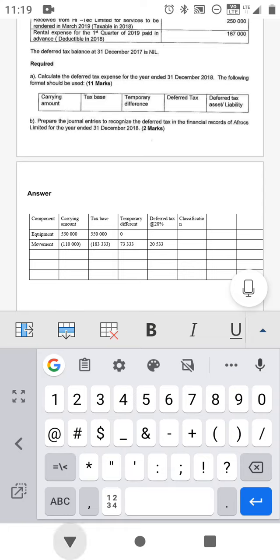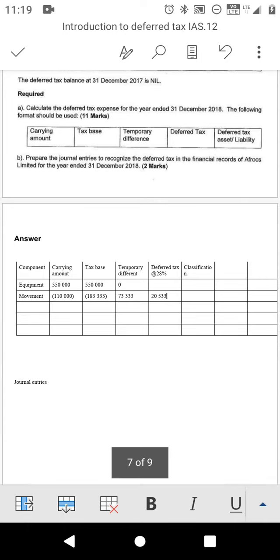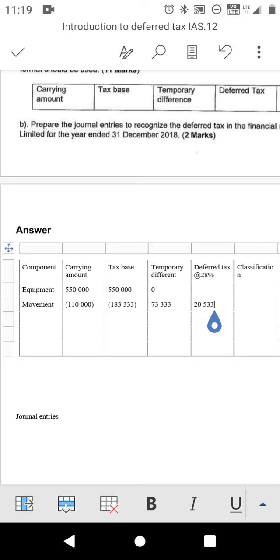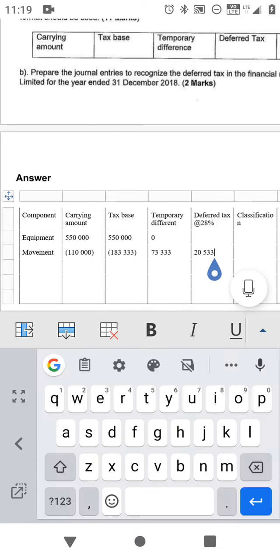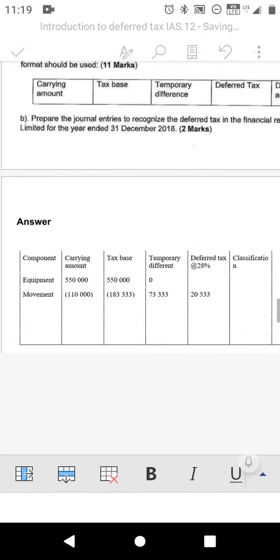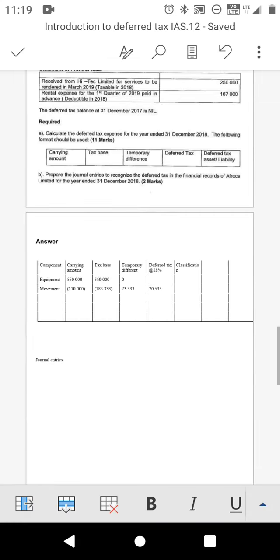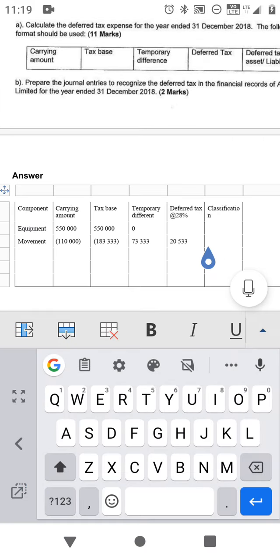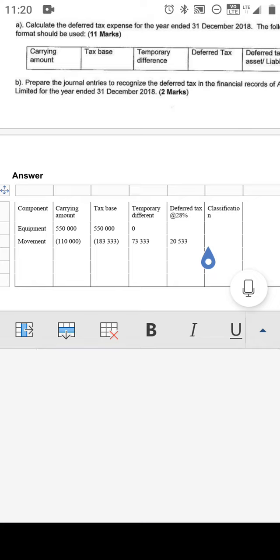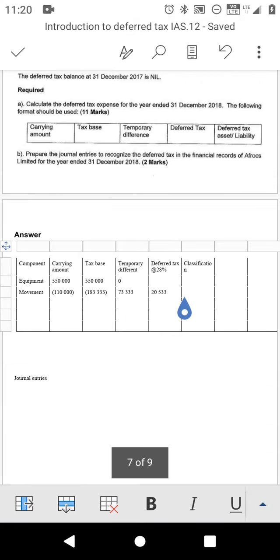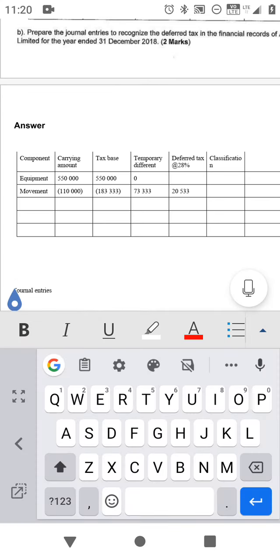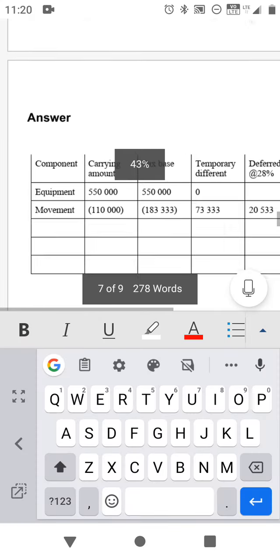Okay. Then here it is. This is the deferred tax that we have calculated. Then now the question is, is it an asset? Is it a liability? Okay, let's try to analyze this one. Okay, let's check what happened on the tax.